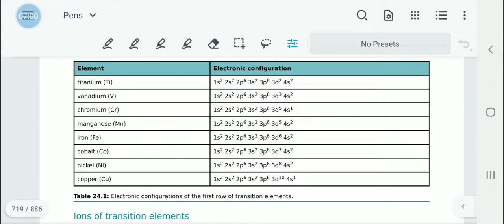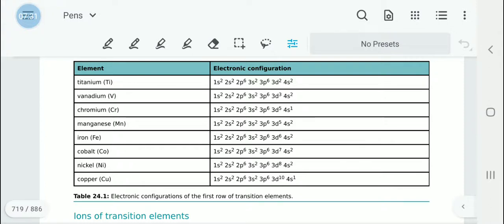Then when it goes to chromium, it is 4s1 and 3d5. Then manganese is 4s2 3d5, and the s block is getting filled. Then for iron up until nickel, you can see that 4s2 is getting filled, and then 3d6, 7, 8 like that it goes. Then copper would have 3d10 and 4s1.